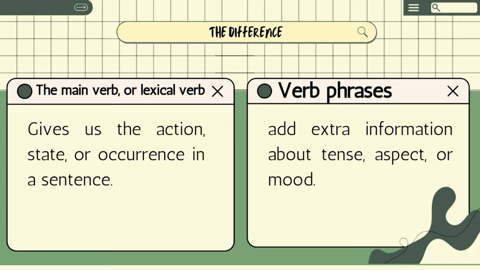For instance, in I'm walking, the auxiliary am plus walking shows an ongoing action. This progressive aspect adds nuance by showing that the action is happening now.